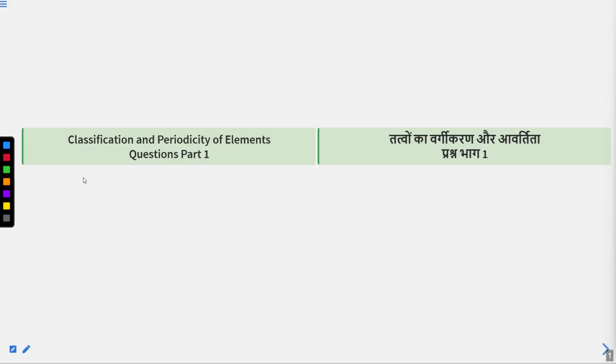Today we are going to see some practice questions from the topic classification and periodicity of elements. This is part 1. Let's start.